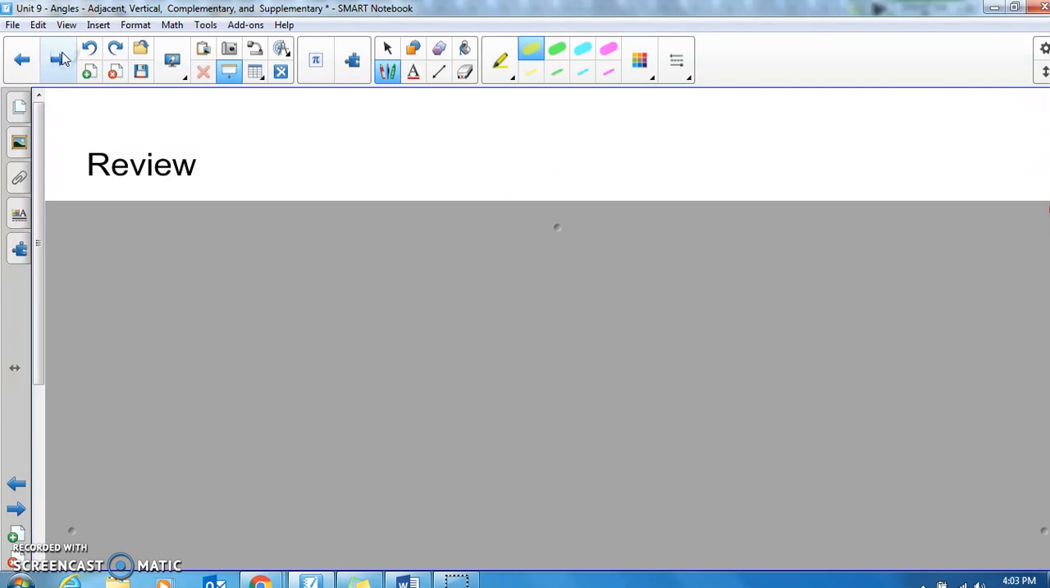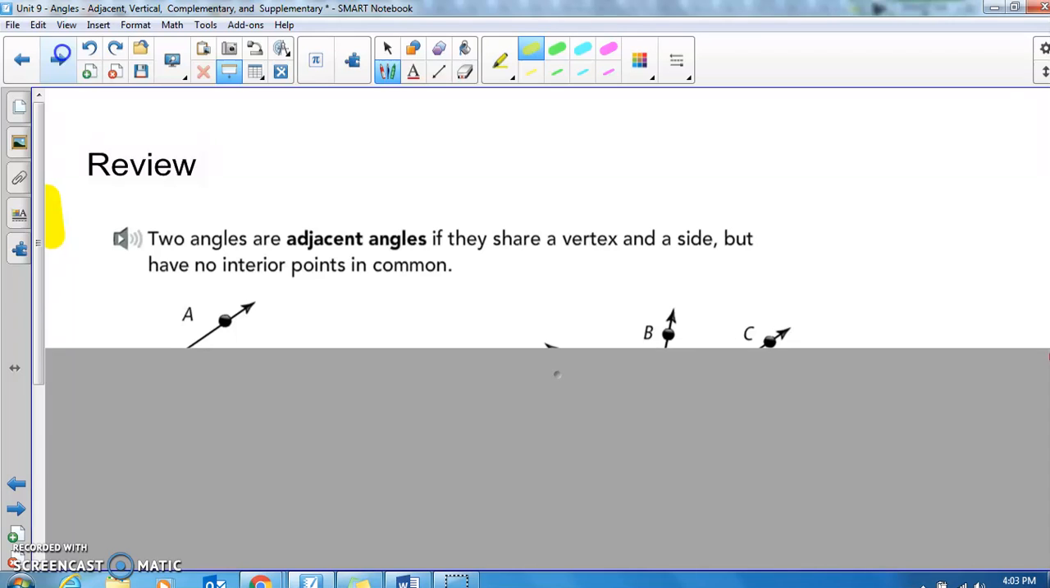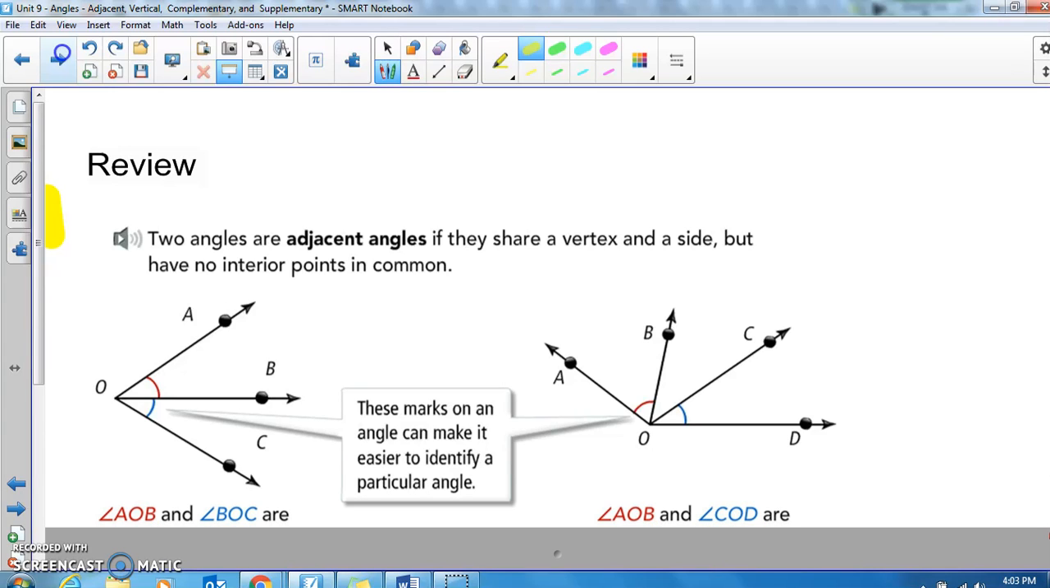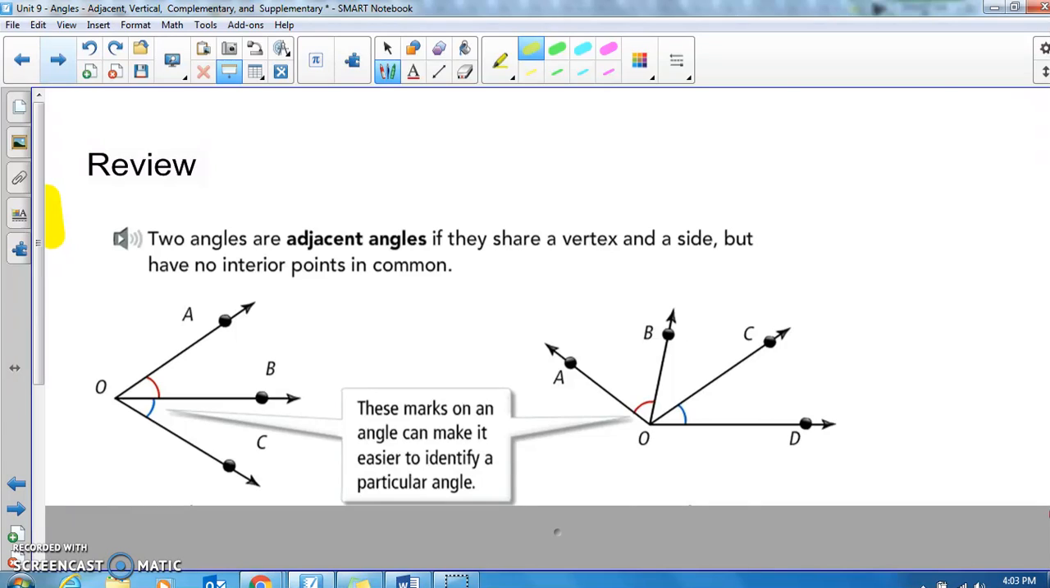All right, so just for a quick review. Two angles are adjacent angles if they share a vertex and a side but have no interior points in common. So let's look at this first set of angles over here on the left side.